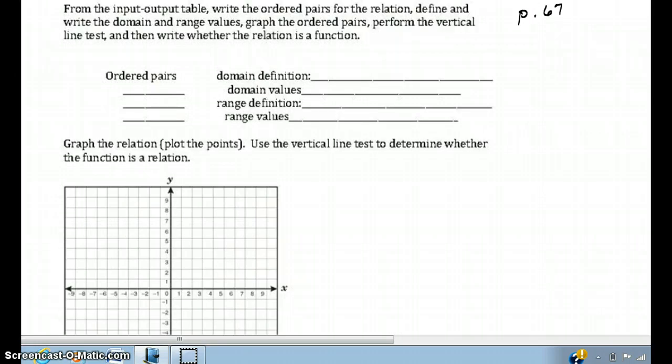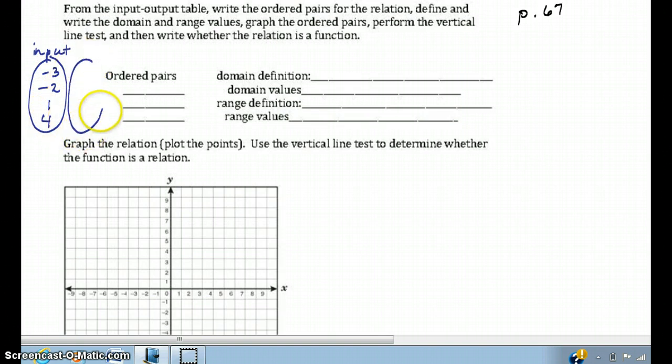So again, I'm looking at page 67 in your textbook, and this is the input-output table that they are showing you. In the input column, they have -3, -2, 1, and 4. In the output, I guess it's not a column, it's actually an oval. They have -1, which is paired with the input value of -3. They have 1, and -2 is being paired with 1, and so is 1 being paired with 1. And then they have 4 being paired with -3. So this is how it would look in an input-output table.